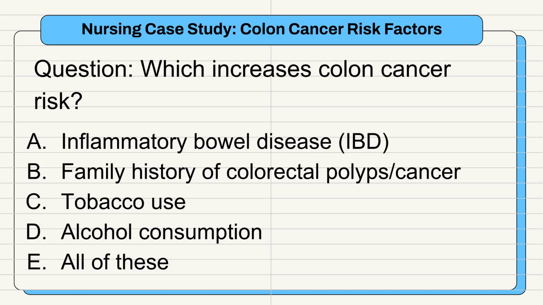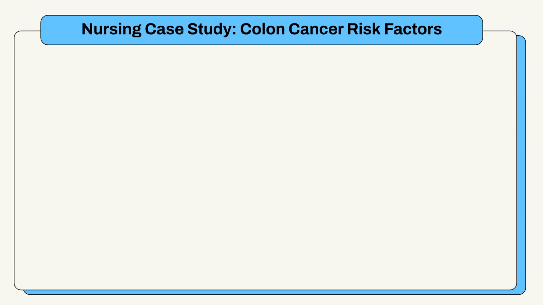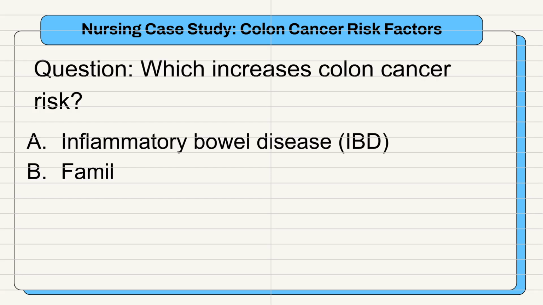Let's tackle the NCLEX question. Which increases the risk of colon cancer? A. Inflammatory bowel disease. B. Family history of colorectal polyps or cancer. C. Tobacco use. D. Alcohol consumption. Or E. All of these. Correct answer: E. All of these.